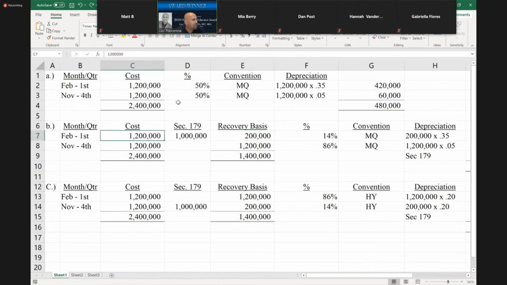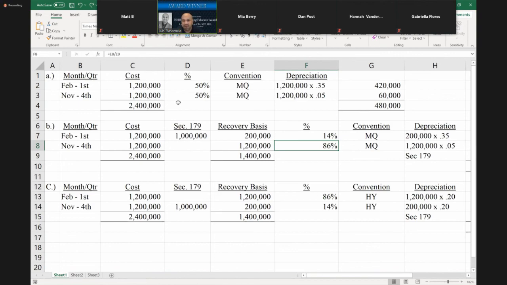So of the $1,200,000, I'm deducting $1 million right away to the extent that I have enough income to cover it. If I'm deducting $1 million, how much do I have left? $200,000. That's whatever my recovery base is. Now let's take a look at the percentages. $200,000 in the 1st quarter, right? $1,200,000 in the last quarter. That actually made it worse. That's 86% of the total assets placed in the last quarter.